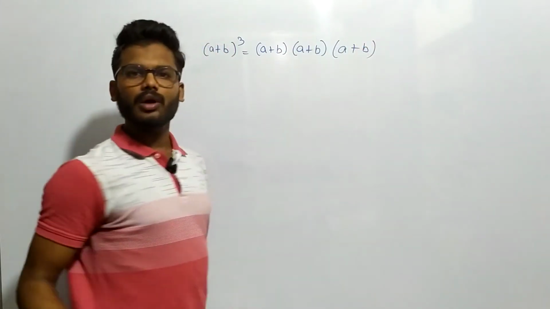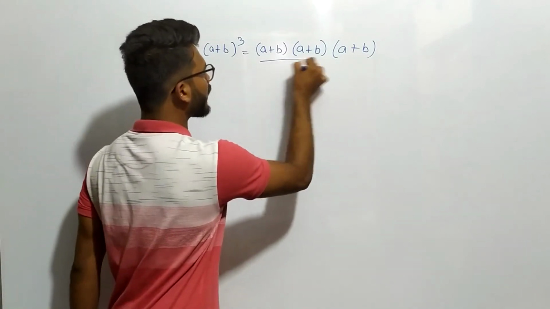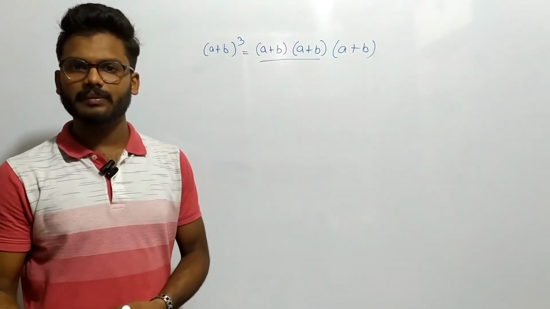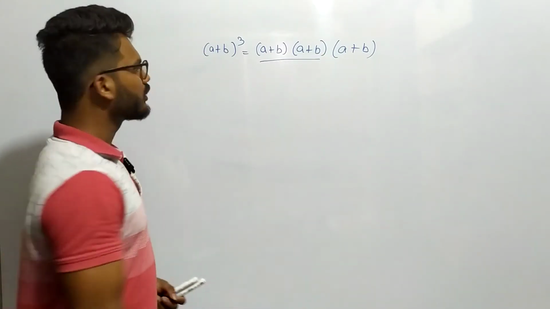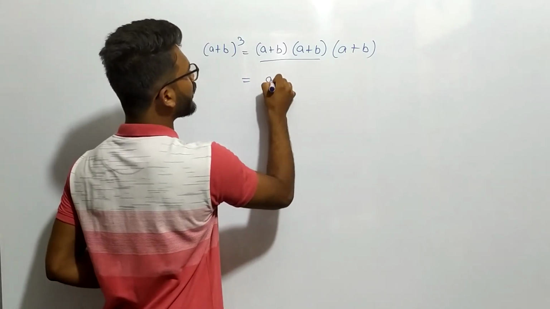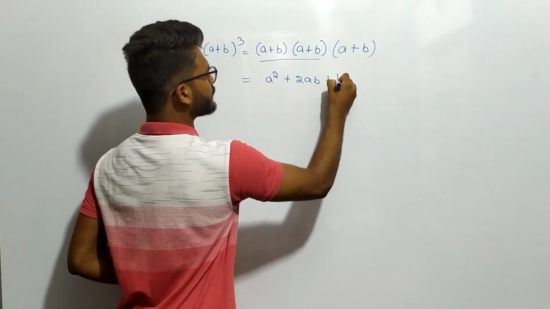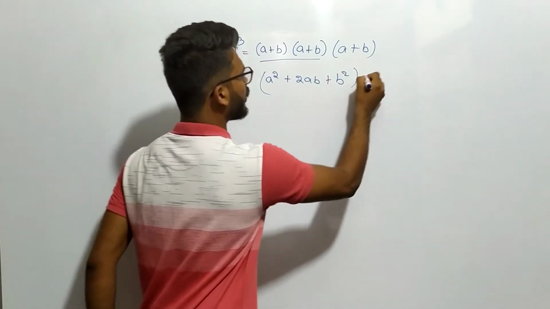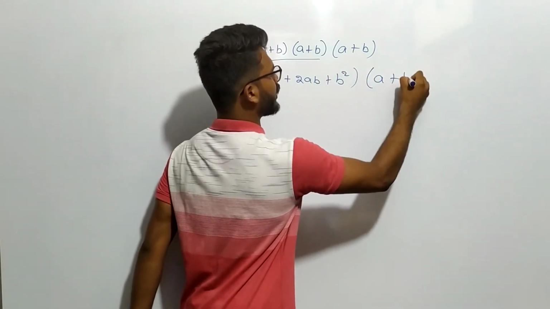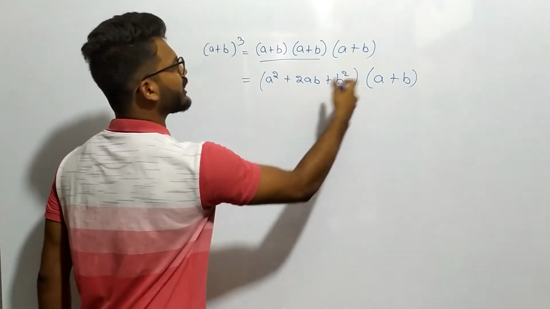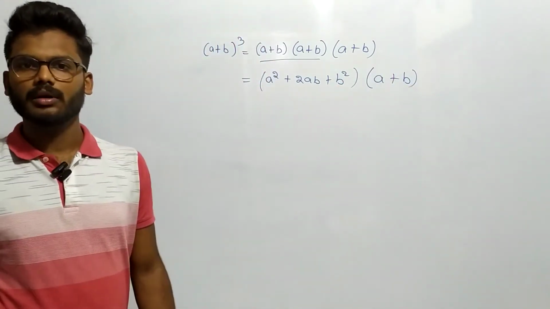But you already know what (a plus b) into (a plus b) is. It is nothing but (a plus b) whole square. So what is the formula for (a plus b) whole square? a square plus 2ab plus b square. So if you multiply (a plus b) whole square with (a plus b), you get (a plus b) whole cube.